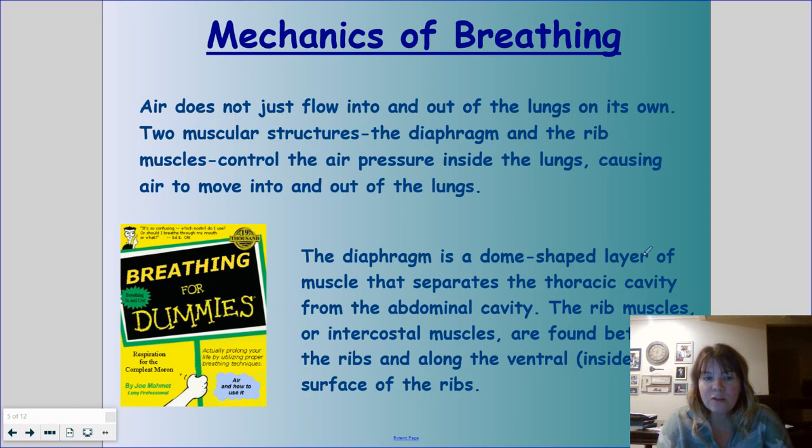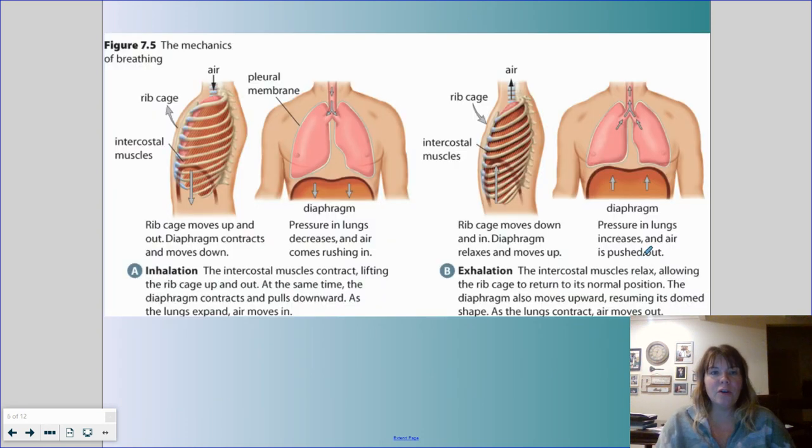If you pull an intercostal muscle, it will hurt every single time you breathe in and you breathe out. So there's a picture of the mechanics of breathing. You have two pictures of a rib cage, one labeled inhalation and one labeled exhalation. Imagine this one right here is your rib picture for inhalation.